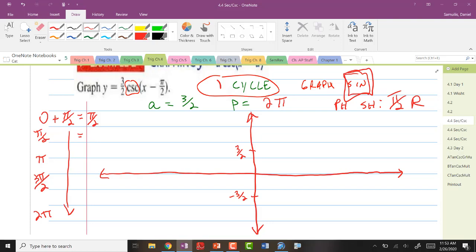What's pi over 2 plus pi over 2? Pi over 4? Get out! What's pi over 2 plus pi over 2? I didn't just kick someone out, but if you think pi over 2 plus pi over 2 is pi over 4, Lexi Samuelis would look at you and just shake her head.